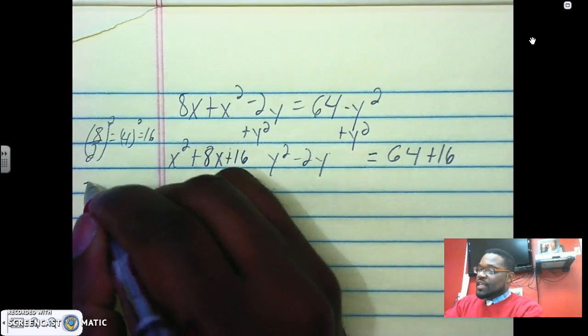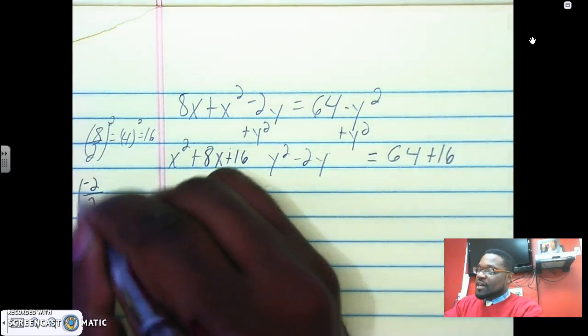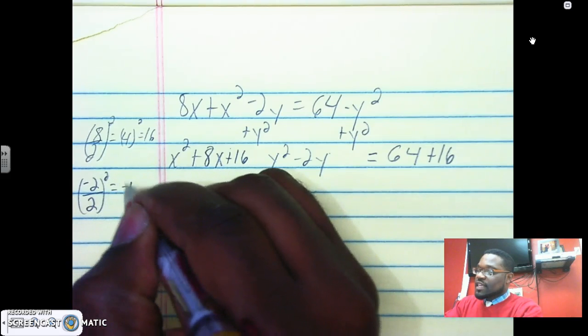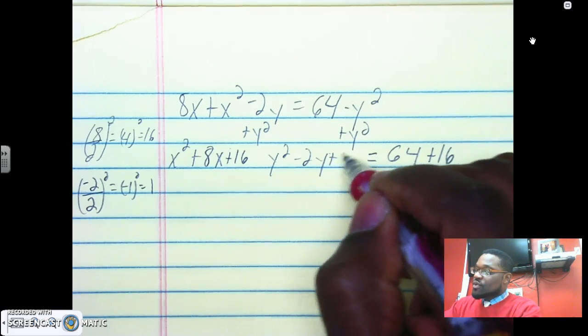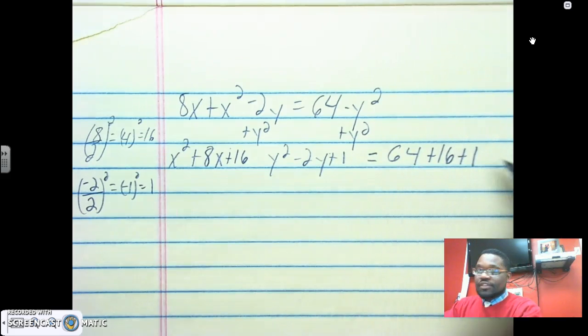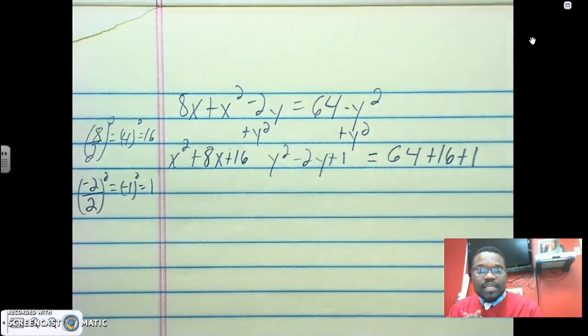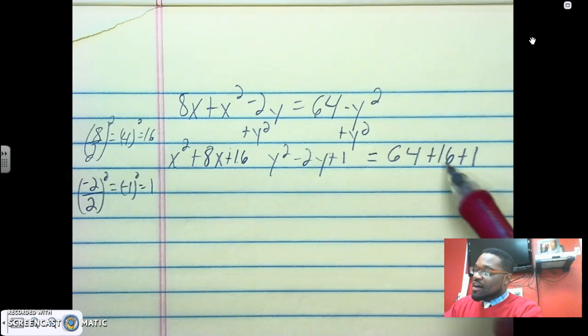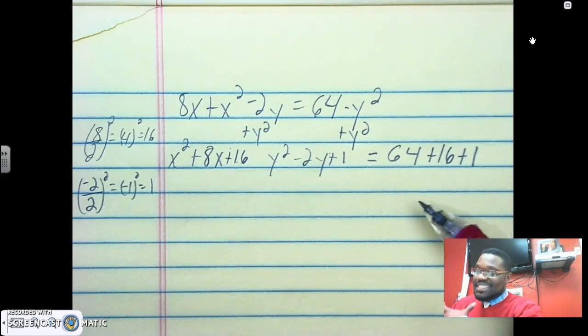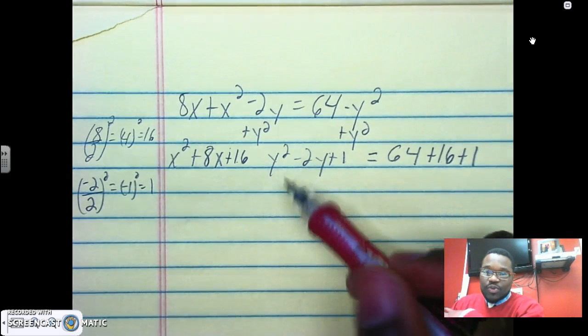I'm going to do the same thing with negative 2. I'm going to divide it by 2, and square. That's negative 1, and that's going to be squared, so that equals 1. So I'm going to add 1 here, and I'm going to add 1 here. And you say, what are you doing, Mr. Freeman? Well, I am doing what's called completing the square, which you'll learn next year if you haven't had Algebra 2 yet. Basically, I've added these two numbers here, but I also had to add them on the other side because it's an equation. I just can't add something to one side.